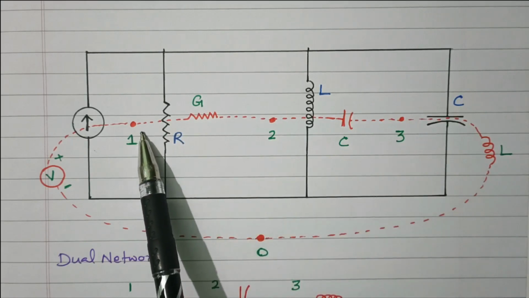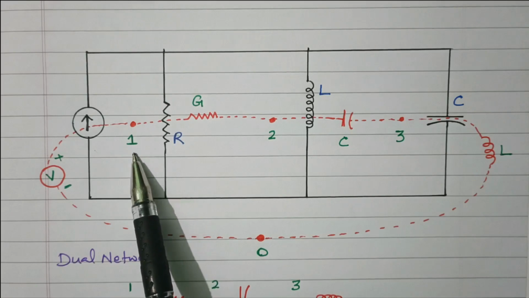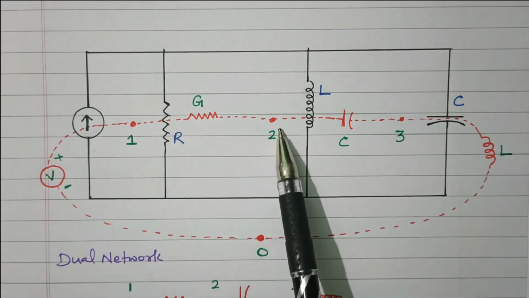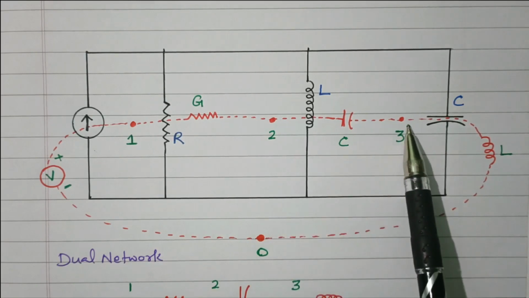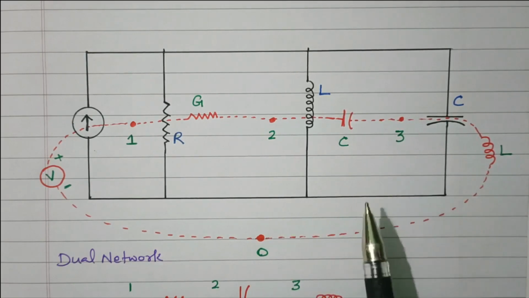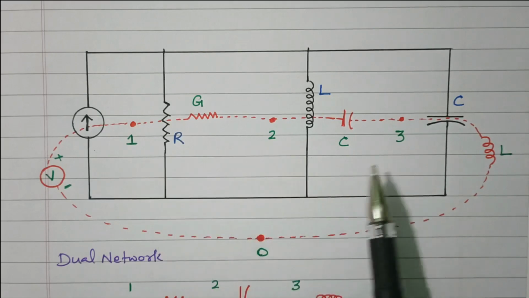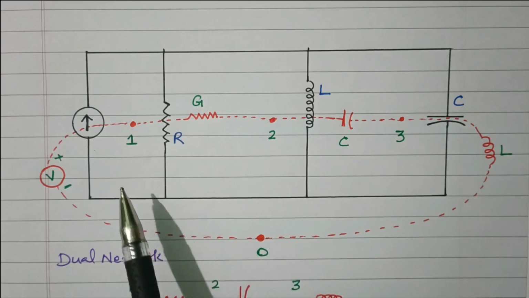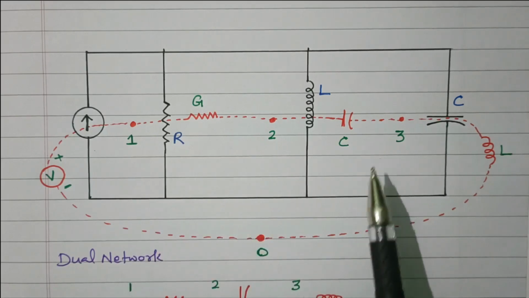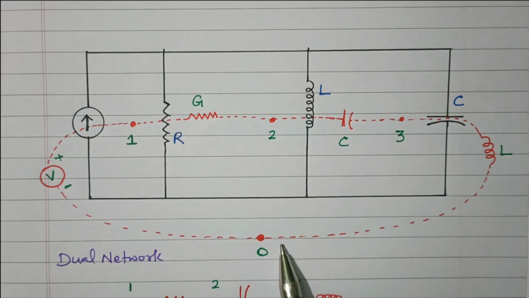So here a dot is placed in the first loop and numbered as 1. Another dot is placed in the second loop, numbered 2, and a dot is placed in the third loop, numbered as 3. So 3 dots are available for 3 loops, and one more dot is placed outside the network, numbered as 0. This is a reference node. So step 1 is in every loop we put a dot, and one more dot is placed outside the loop, that is the reference node.